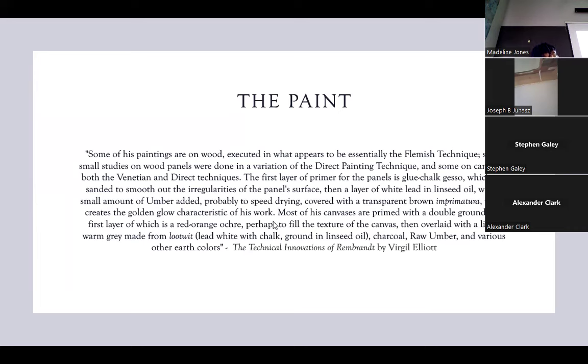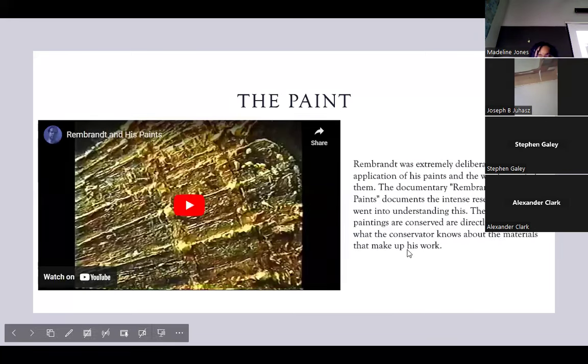I do want to talk a little bit more about the paint itself, because I think that's kind of unlocking why this painting was overly cleaned, and maybe even why the aggressive nature, specifically on the black maid's face, was so egregious.